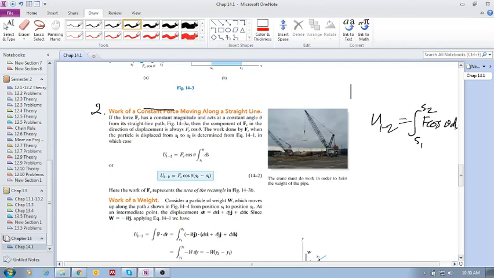general expression. If F and theta are varying, you keep it inside. If F is varying and the angle is not, you bring the angle outside, cos theta out. If they're both constant, you bring both of them out to get this. Okay, we'll look at the work of a weight in the next video.